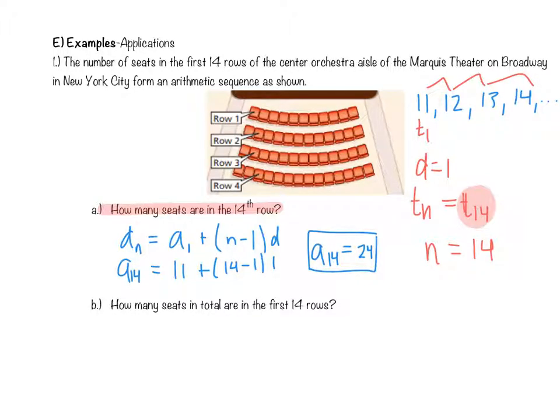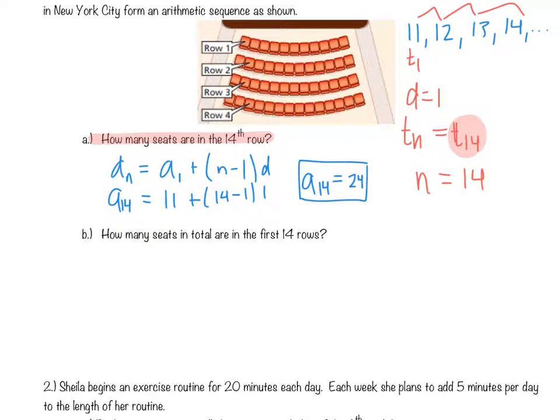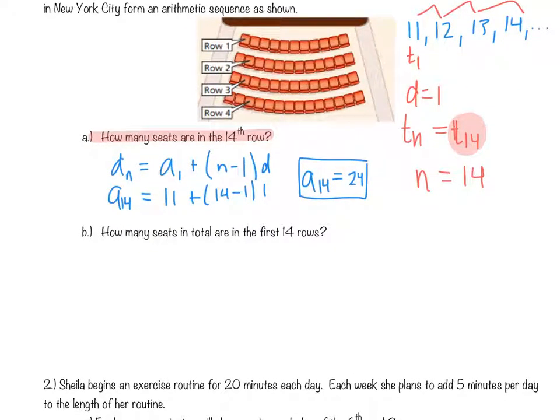So the next question says, how many seats in total are in the first 14 rows? So basically, how many people could you fit in the first 14 rows? That is a summation question. That is where we're having to find the total, or the sum of all the seats in each row. Basically, you're trying to find the sum of the first 14 rows.